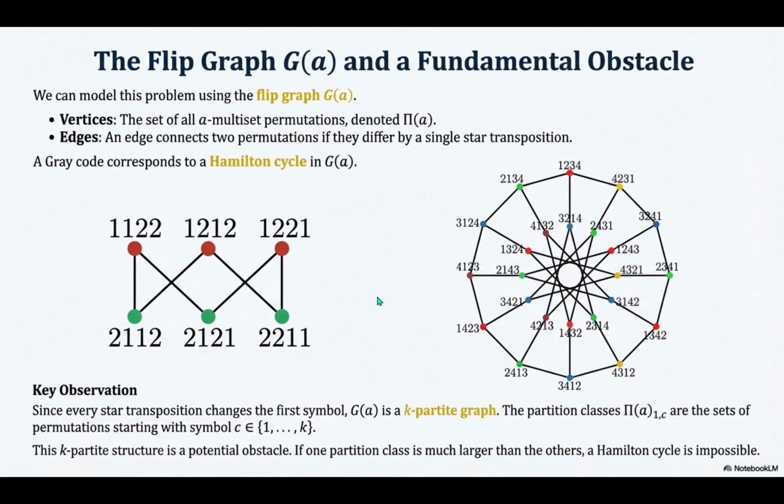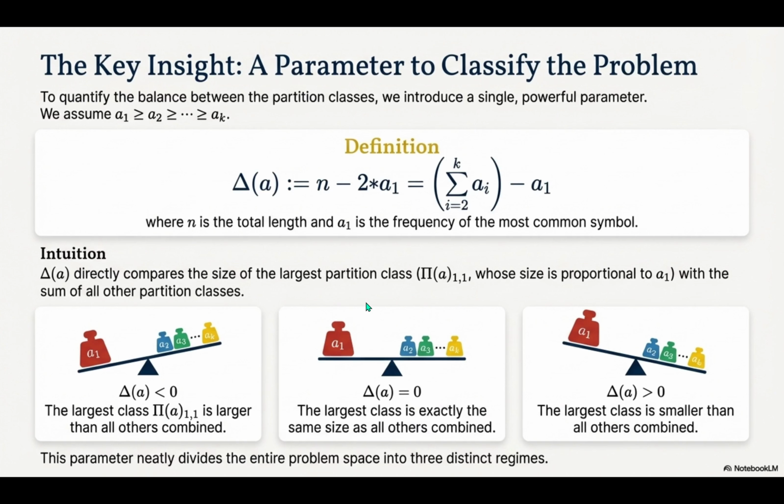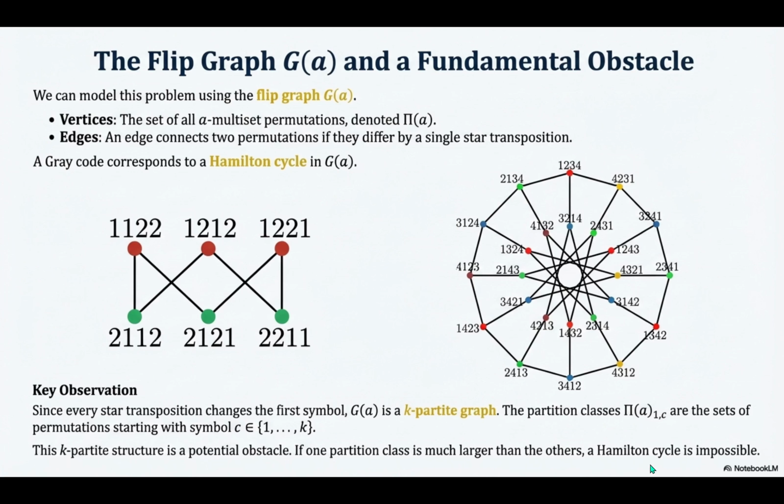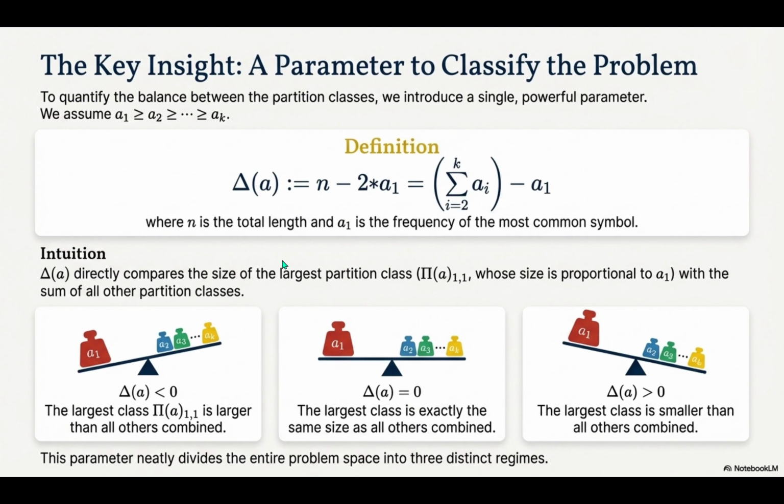Well, that's where the problem really hits. It's what we call the imbalance problem. The whole thing hinges on the sizes of those buckets. Okay. If one of those partition classes, say all the permutations starting with symbol 1, is just too big, you run out of other places to jump to. You run out of capacity.